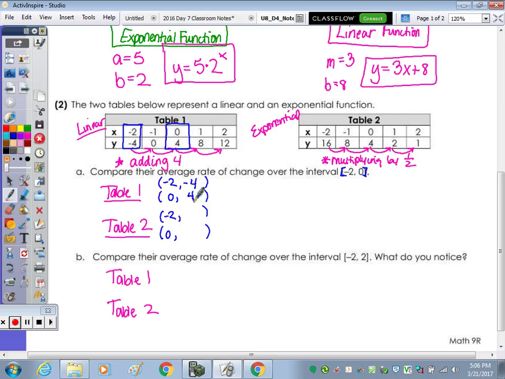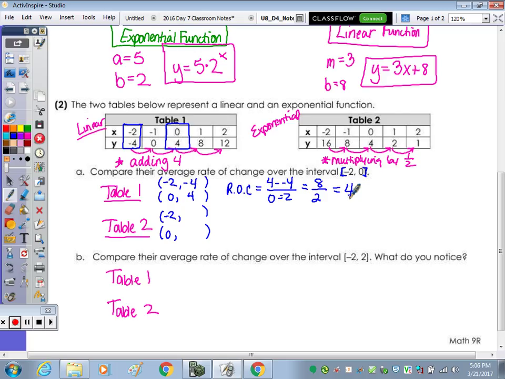So change of y over change of x, okay, your rate of change equals 4 minus negative 4. I subtracted the top from the bottom over 0 minus 2. 4 minus a negative 4 turns into a positive 8, 0 minus 2. Okay, I forgot to have 0 minus the negative 2. That also becomes positive, and 8 over 2 is 4.